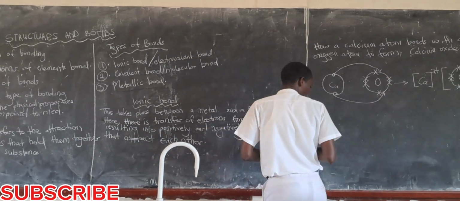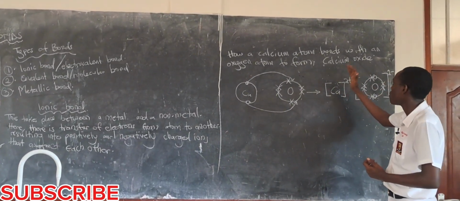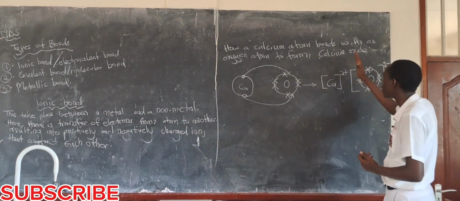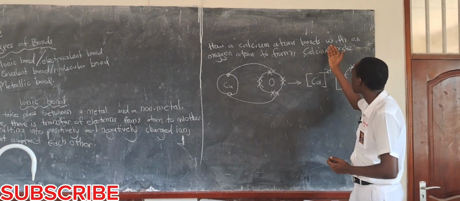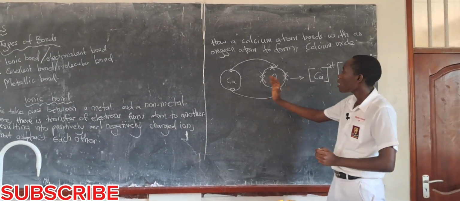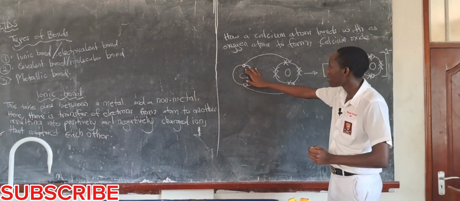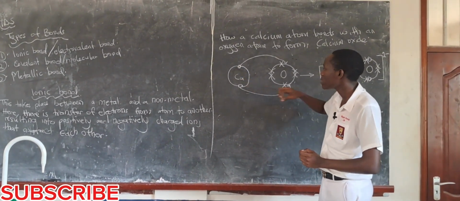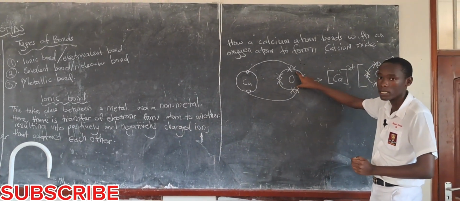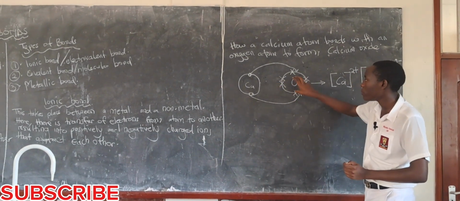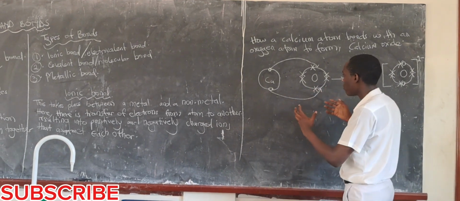Now, let us look, for example, at how a calcium atom bonds with an oxygen atom to form calcium oxide. One, calcium is a metal and oxygen is a non-metal. When we look here, we see that calcium, in its last energy level, or in its last shell, has 2 electrons, whereas oxygen has 6 electrons. So both of the elements are unstable. Then during a chemical reaction, they bond together.